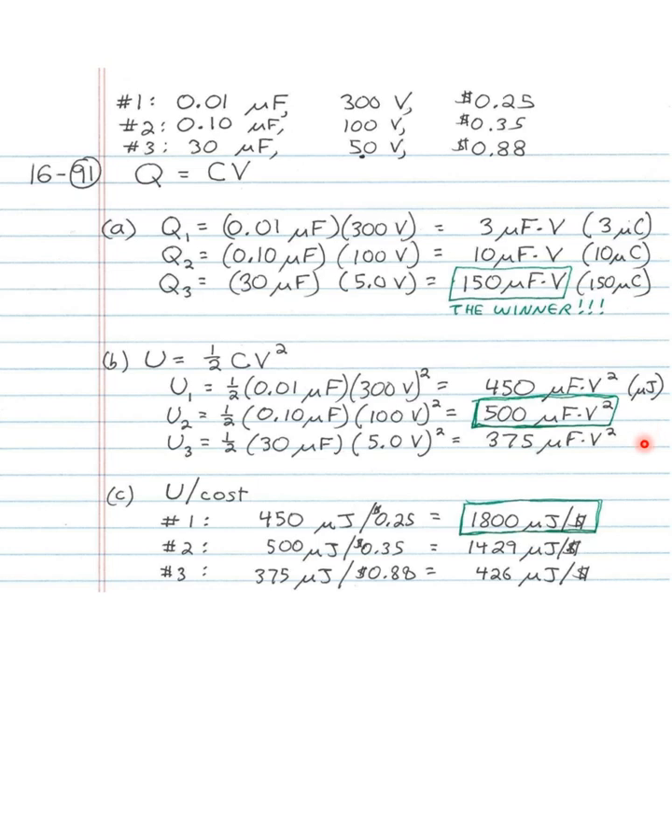Then we're looking for energy per cost. Well, in part B, we solved for the amount of energy. Then we're given the cost, so we just divide. We're going to get our answer in microjoules per dollar. And when you plug those in, the first one is 1,800 microjoules per dollar. The other ones are 1429 and 426. So capacitor number 1 is the winner in terms of energy per cost.